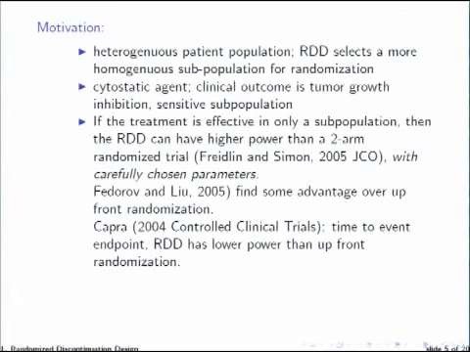Fedorov and Liu also show, again, some advantages. So it's not a magic thing. It can work depending on how exactly you set it up. Or even worse, Capra show that with a time-to-event outcome, in their particular setup, and this is always specific to the kind of scenario that you assume, simple upfront randomization actually has higher power. So you don't win anything.